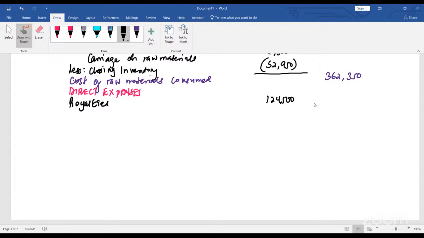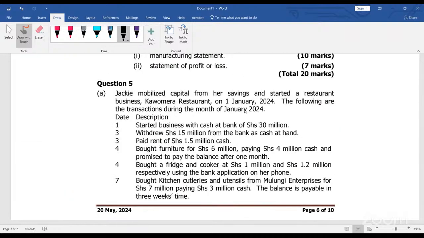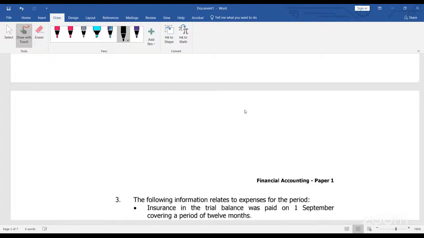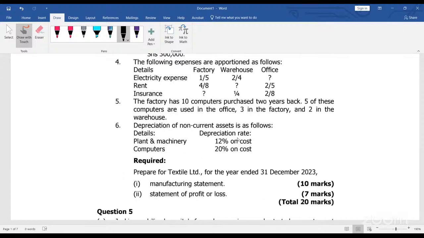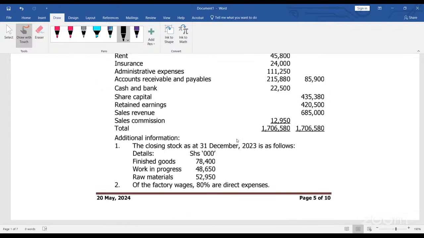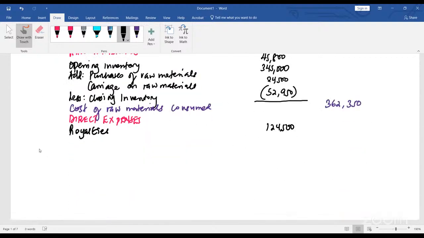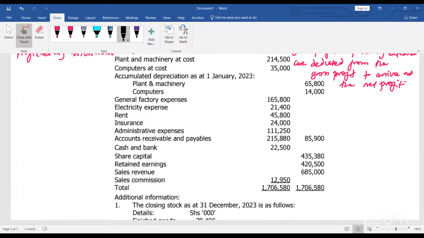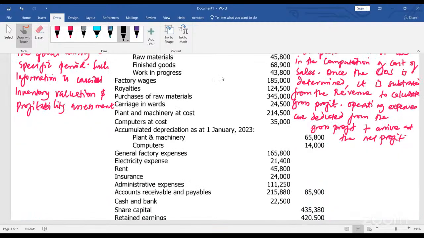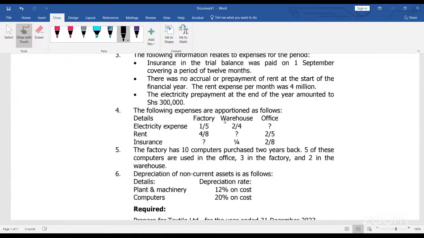Then somewhere they talked about the factory wages. We have been told that 80% of the factory wages are direct expenses, so they should come down here. How much are the factory wages? The factory wages are 185,000.